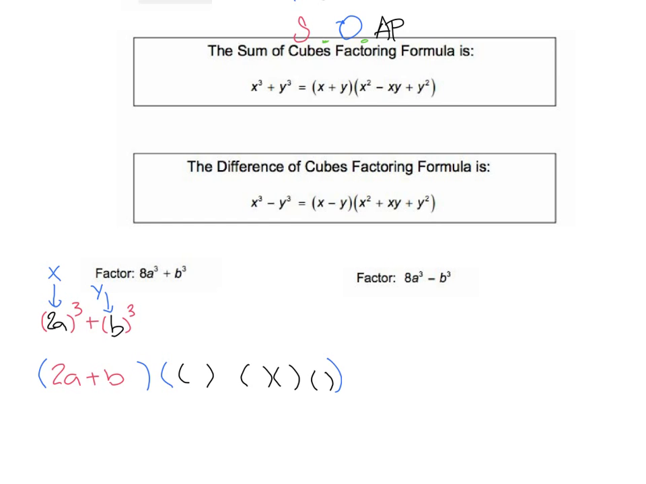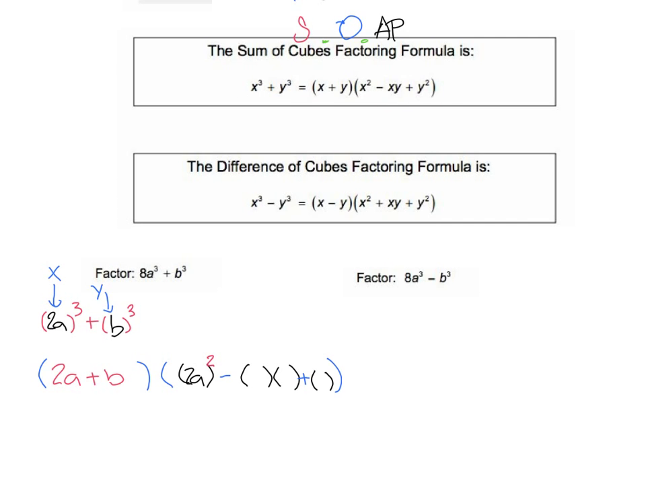Now for the second part, it's a little bit more elaborate. We'll have x squared, okay? x was 2a, so we have 2a squared. Now remember the symbols here, okay? There should be a plus goes here, this is going to be a minus, and there's always a plus at the end. So I'm going to go ahead and put those there so that we don't forget. That's always going to be true whenever we're doing sum of cubes.